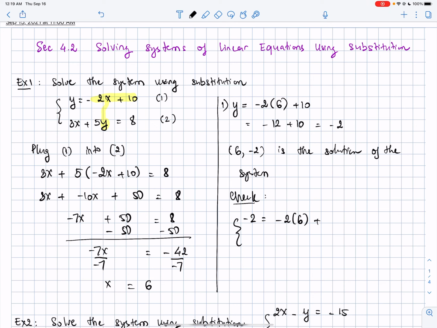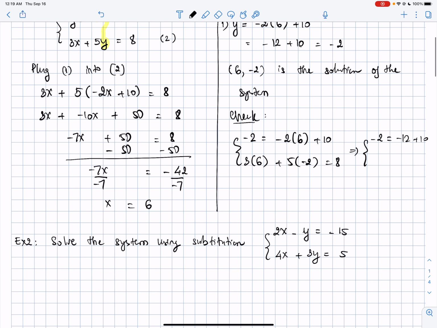And of course, we should check our work by plugging back in: negative 2 equals negative 2 times 6 plus 10, and 3 times 6 plus 5 times negative 2 equals 8. So let's simplify. Negative 2 equals negative 12 plus 10, and this is a true statement because both sides equal negative 2. And 18 plus negative 10 equals 8. This is also true. So from now on, we should check our work, and it is very fast to do so.